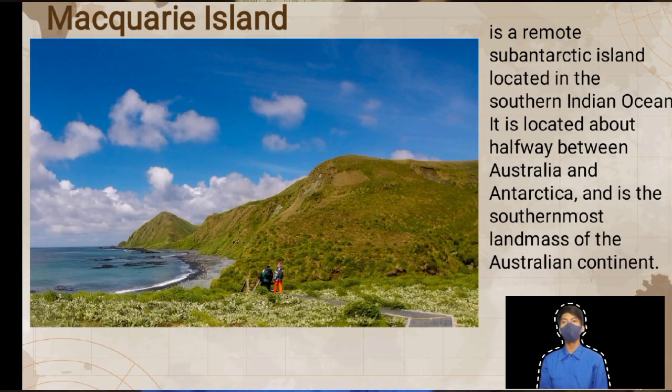Next is the Macquarie Island. Macquarie Island is a remote sub-Antarctic island located in the southern Indian Ocean. It is located about halfway between Australia and Antarctica and is the southernmost landmass of the Australian continent.